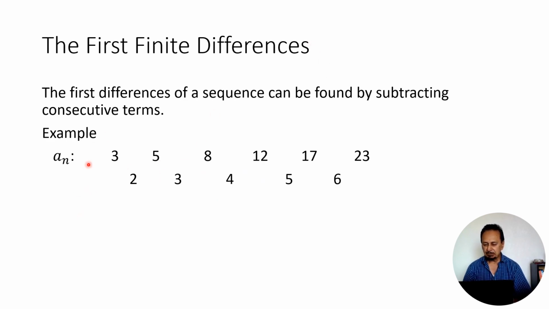Finite difference. The first difference of a sequence can be found by subtracting the consecutive terms. So let's say we have the terms 3, 5, 8, 12, 17, 23. So 5 minus 3 is 2, 8 minus 5 is 3, 12 minus 8 is 4, 17 minus 12 is 5, and 23 minus 17 is 6. These are the first differences.